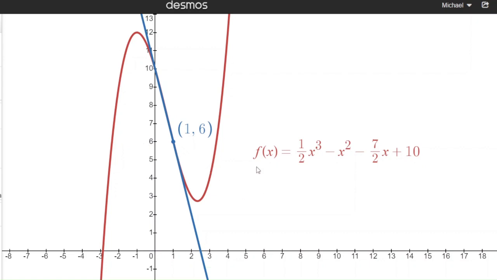So the way we found it was to take f prime of x and then plug in 1. So we found f prime of 1 was negative 4. And that is the instantaneous rate of change of the function at x equals 1.